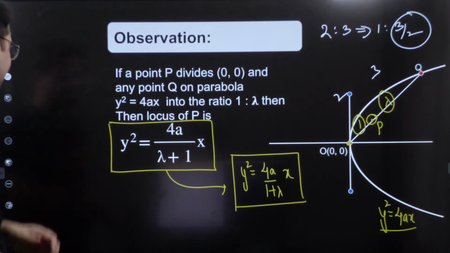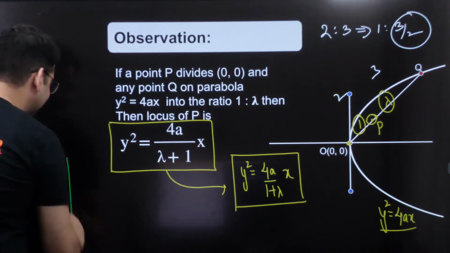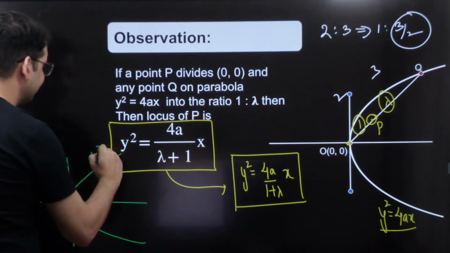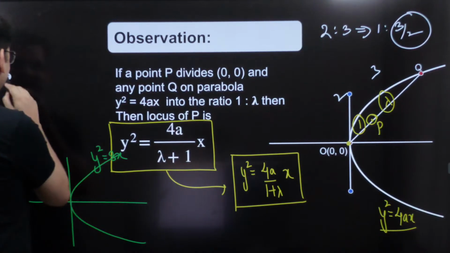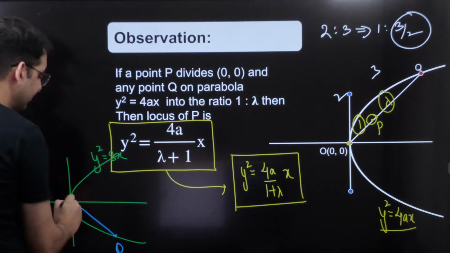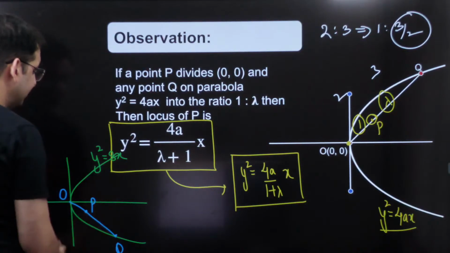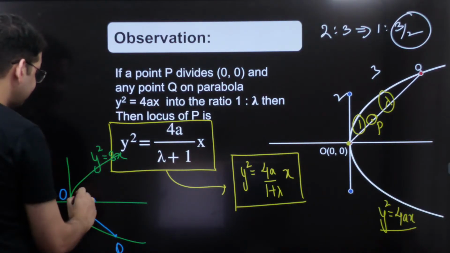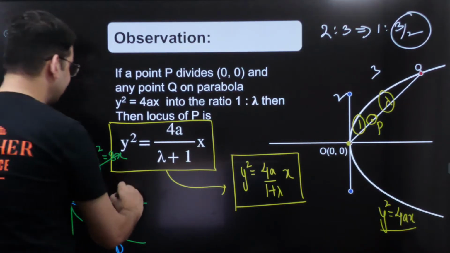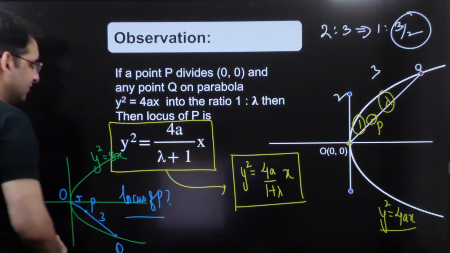On the chat, everyone. Okay, so let me put your question. Let's see if you are able to answer this. There is a parabola, let's say y square is equal to 8x. There is a point Q which moves on the parabola. O is origin. Point P divides OQ in the ratio, let's say 5 is to 3. What is the locus of P?